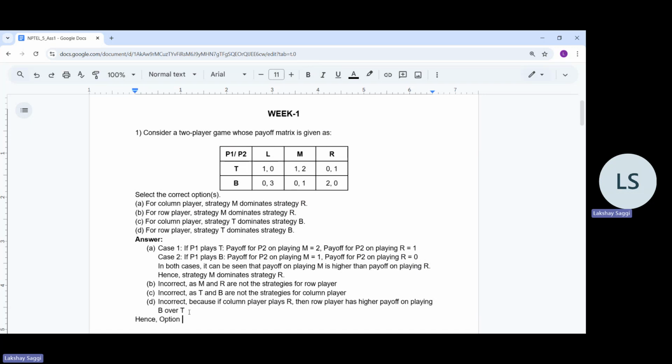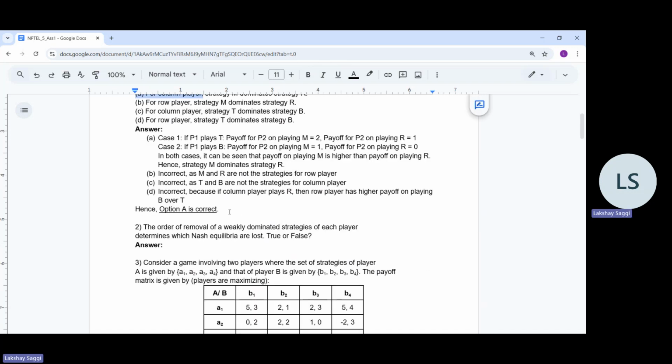And only option A is correct. No other options are correct. Note that there could be multiple possible correct options, because it can be a multiple choice question. But at least for this question, only option A was correct. Now let's move on to the second question then.